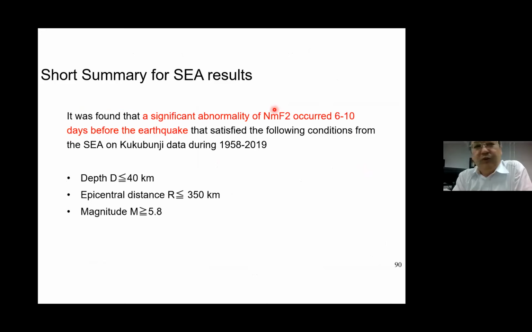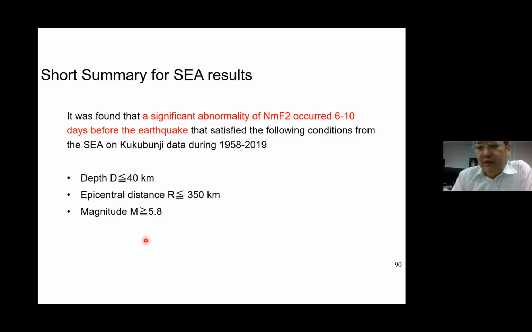And due to time, I show you only the result. And we found a significant anomaly in NMF2 10 days before the earthquake using the 60 years statistical analysis of Kokubunji data. What kind of earthquake did we analyze? What kind of earthquake is sensitive to this? Shallow depth, down to 40 kilometers. The epicenter distance 50 kilometers. Magnitude greater than 5.8. That is our result anyway.